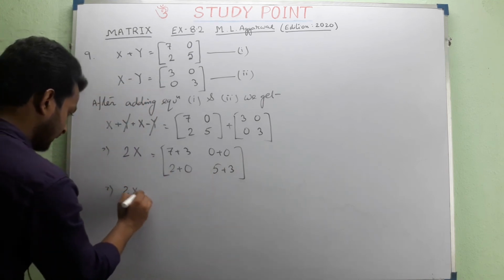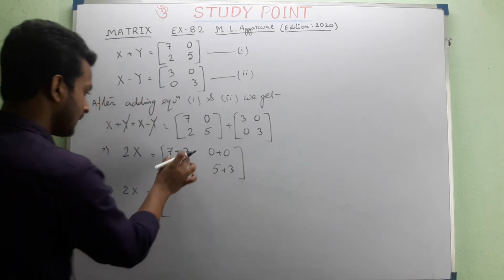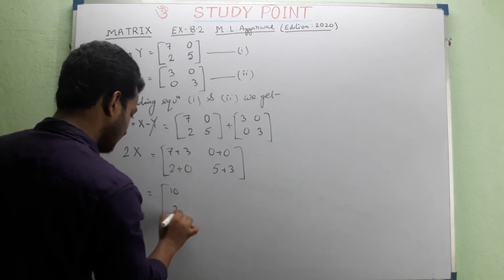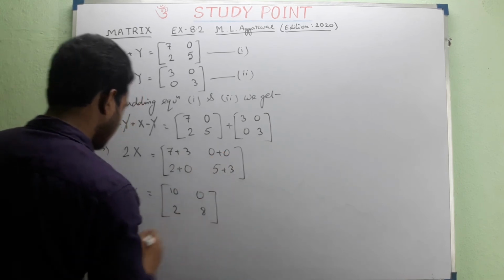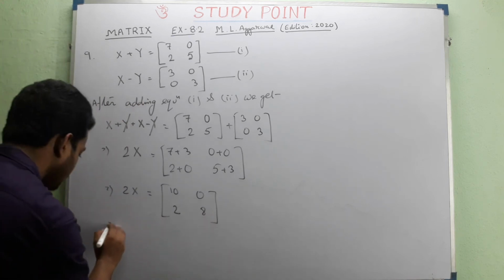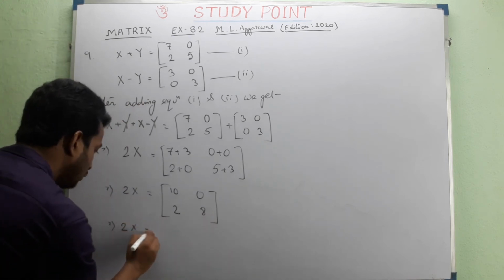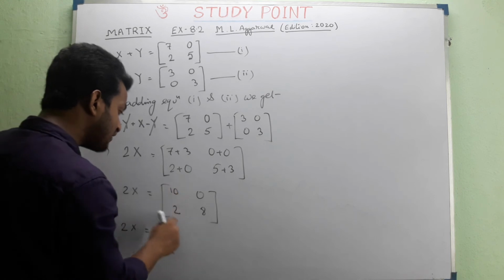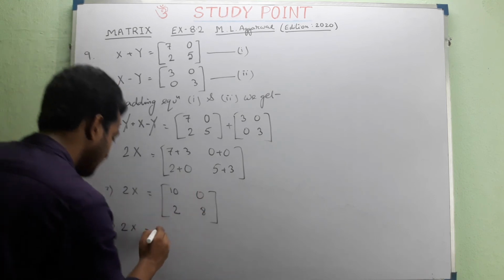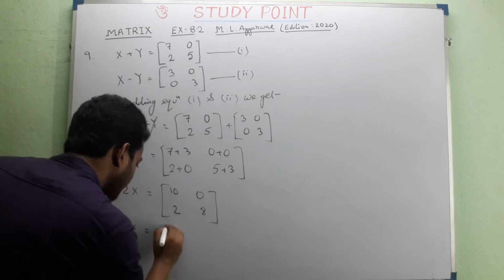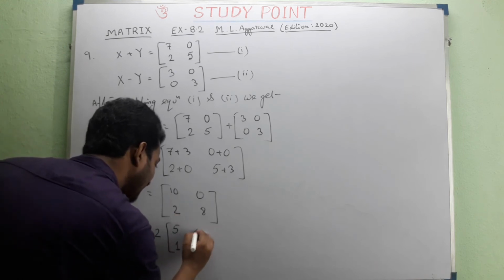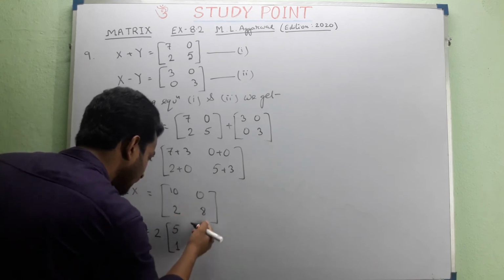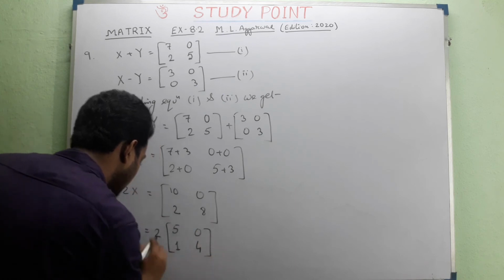So we can say that 7 plus 3 is 10, 2, 0, and 8. Because there is a 2, we will take 2 common from each and every element of this matrix. After taking 2 common, it will be 5, 1, 0, so again 0, and 4.